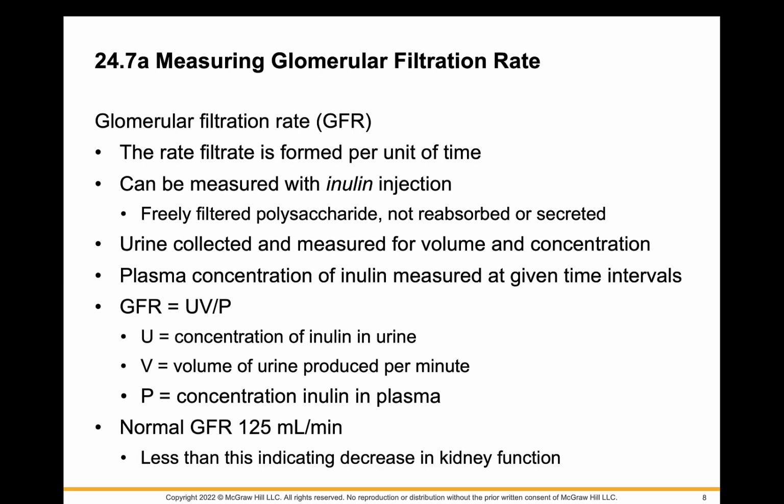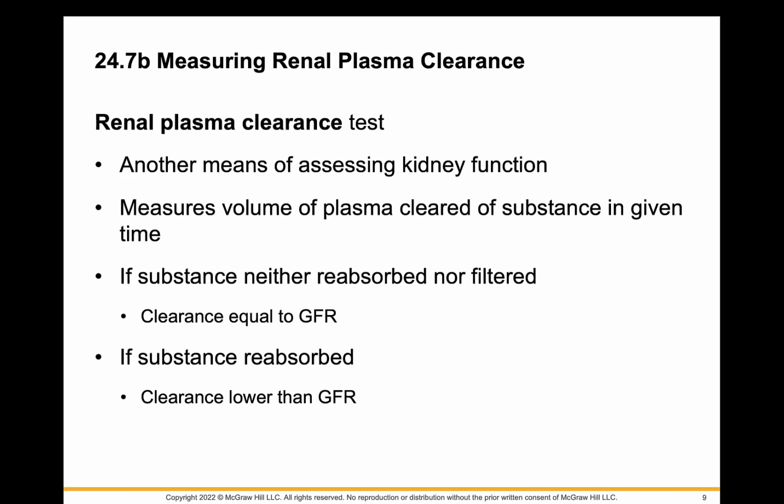Using this particular formula, and we are really just using it as an example. U is the concentration of inulin in urine, V is the volume of urine produced per minute, and P is the concentration of inulin in the plasma. Generally, normal glomerular filtration rate is about 125 mL per minute. When we start to see glomerular filtration rate fall below this level, we are starting to see a decrease in kidney function. Now, there are reasons why this is important.